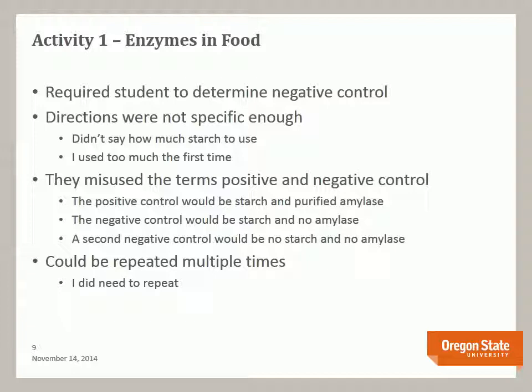They misused the terms positive and negative controls, as I explained before. I would have run 3 separate controls, and they were missing the purified amylase to show the students what a broken down starch result would look like. One of the other really good things about the lab, though, was that it could be repeated multiple times because there was way more starch and potassium iodine than you needed. So, as I did, you can repeat it over and over again.